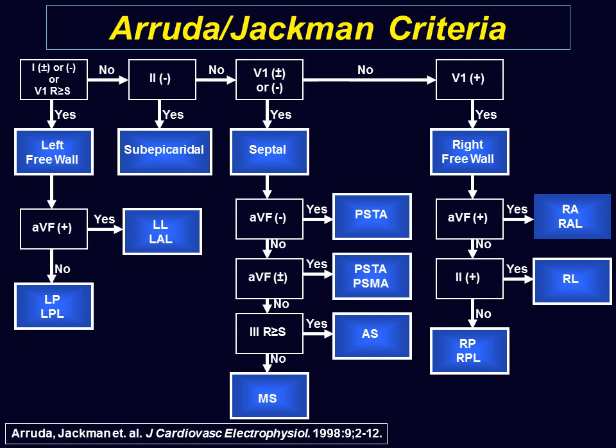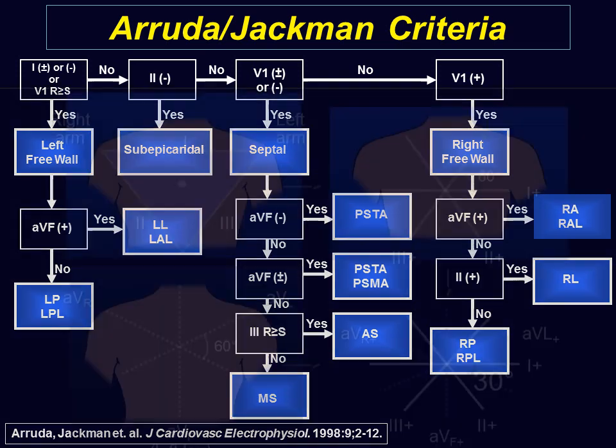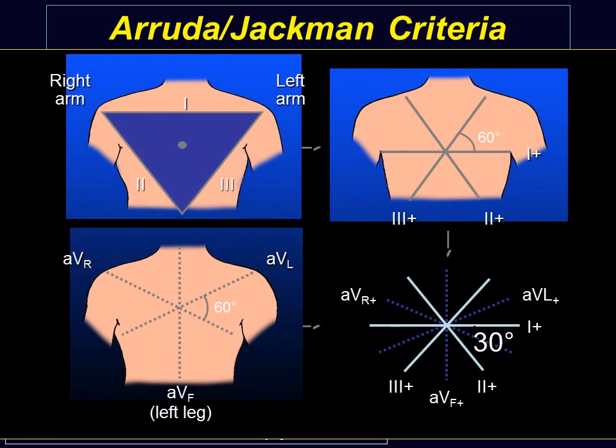It's very difficult to remember every little bit of the criteria, but broadly, if your V1 R is positive, you're dealing with a left atrial one, and if your AVF is negative, you're dealing with something posterior. And from there, one can use deductive reasoning to find out where the pathway is located.